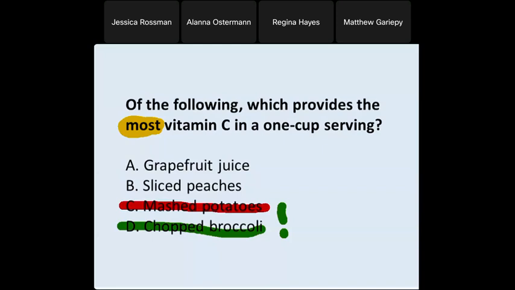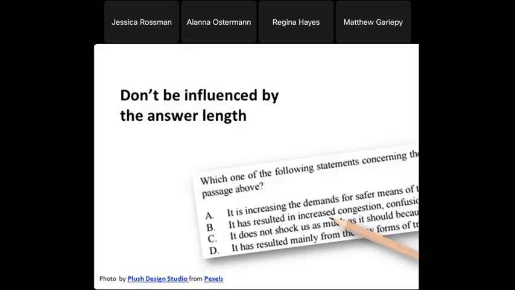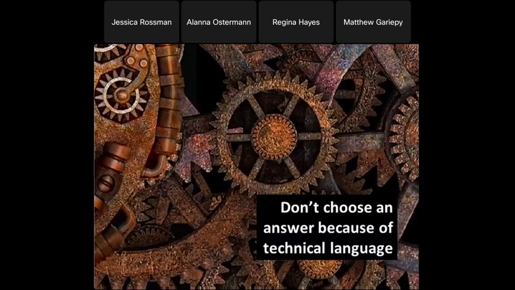The process of elimination helps if you need to guess, but it doesn't replace actual knowledge of the topic. Likewise, don't be influenced by the length of the answer choices. The longest answer is not necessarily the correct one. You also shouldn't choose an answer just because it includes language that sounds technical. Answers that use technical terms may be included to see if the person knows the difference between what looks right and what is right.